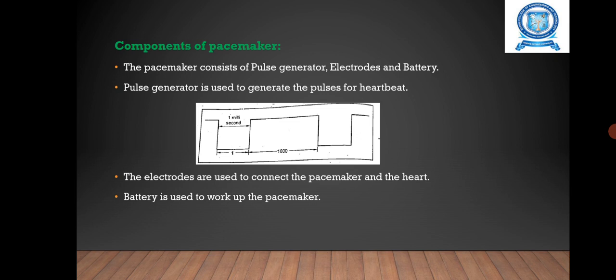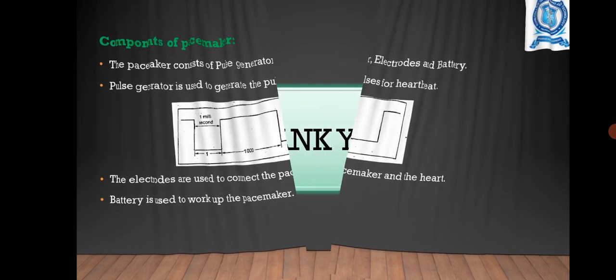And the components of a pacemaker: it consists of a pulse generator, electrodes and a battery. Here the pulse generator is used to generate the pulses for the heartbeat. And the electrodes are used to connect the pacemaker and the heart. The battery is used to power the pacemaker.